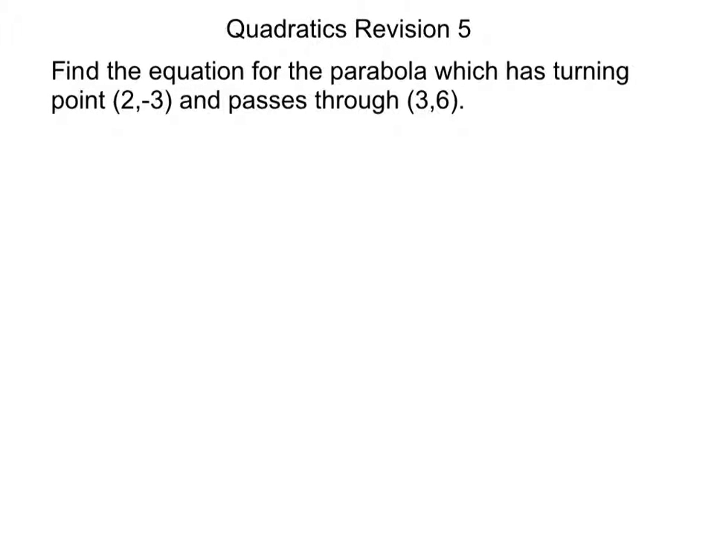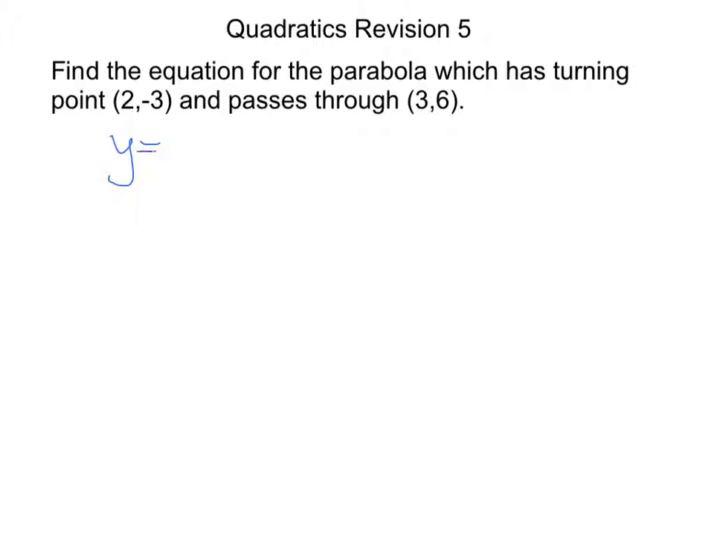Now we have some more quadratics revision. The first question we have here: find the equation for the parabola which has a turning point of (2, -3) and passes through (3, 6). So what we would do is we'd start off with our turning point form equation.